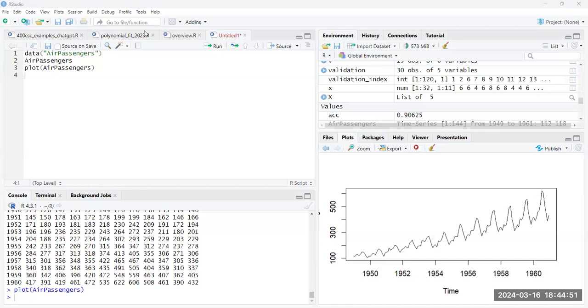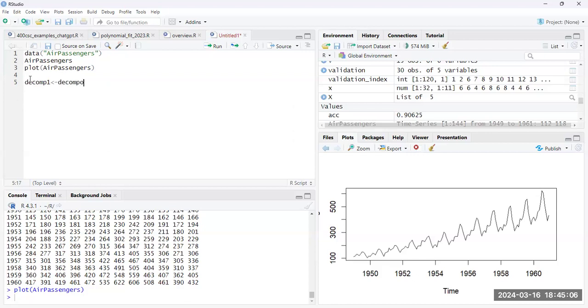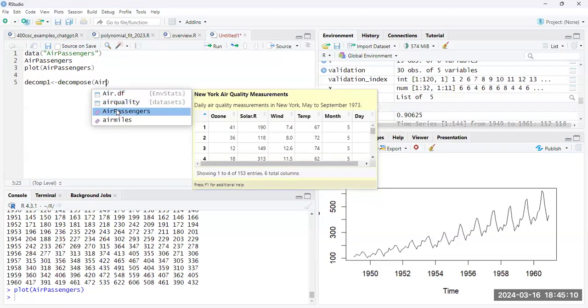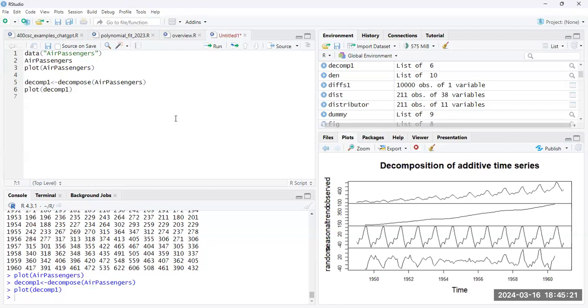So we're going to begin by decomposing our air passengers data. We'll just call this decomp 1. And then we're going to plot that decomposed data. Again, we can see our original observations at the top. Our trend seems to be gently sloping upward for the most part. We can see our seasonal component, which again does seem like there is a stronger seasonal trend as the data goes on, but this smooths out that analysis at the beginning.